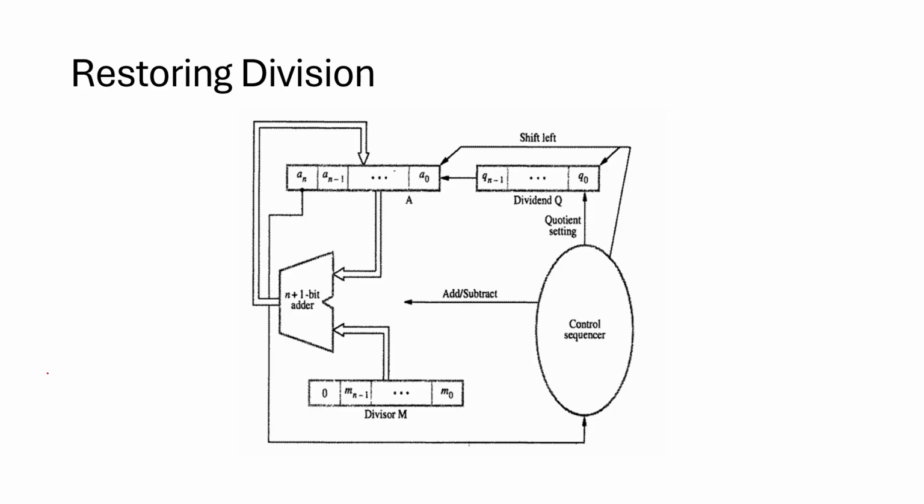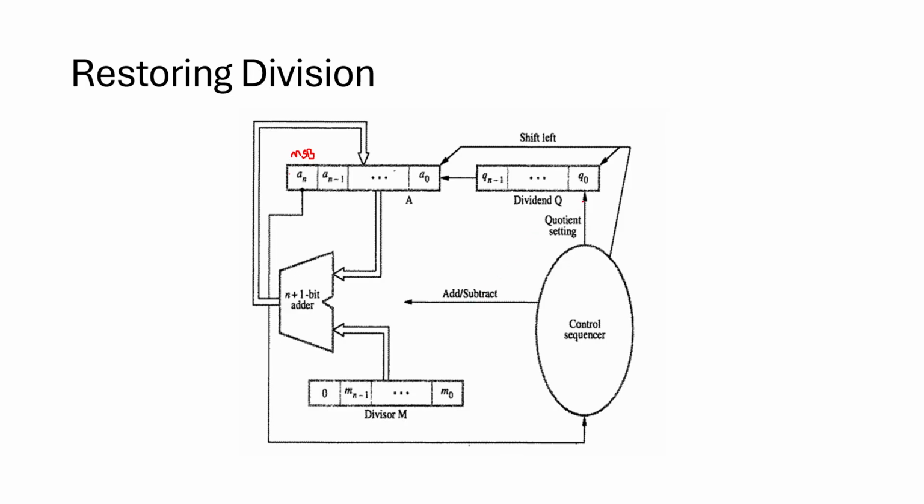This is the circuit arrangement for binary division. We have an adder circuit here. The dividend is stored in register Q, the divisor is stored in M, and then we have a register A, which is initially set to 0. Depending on the MSB bit of register A, the control sequencer decides whether it needs to do the subtraction or not.